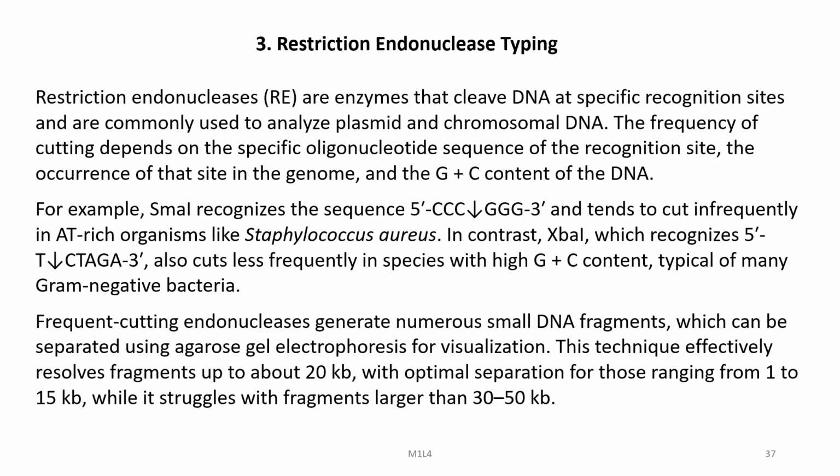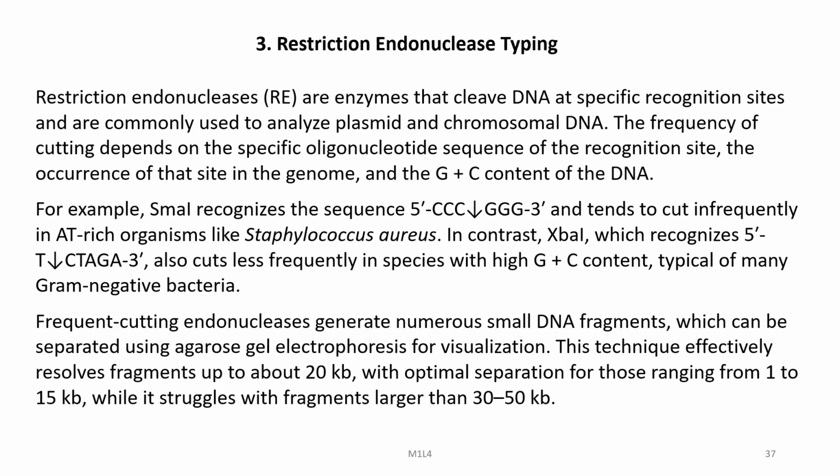The next technique is restriction endonuclease typing. Restriction endonucleases are enzymes that cleave DNA at specific recognition sites and are commonly used to analyze plasmid and chromosomal DNA. The frequency of cutting depends on the specific oligonucleotide sequences of the recognized site, the occurrence of that site in the genome, and the G+C content of the DNA.